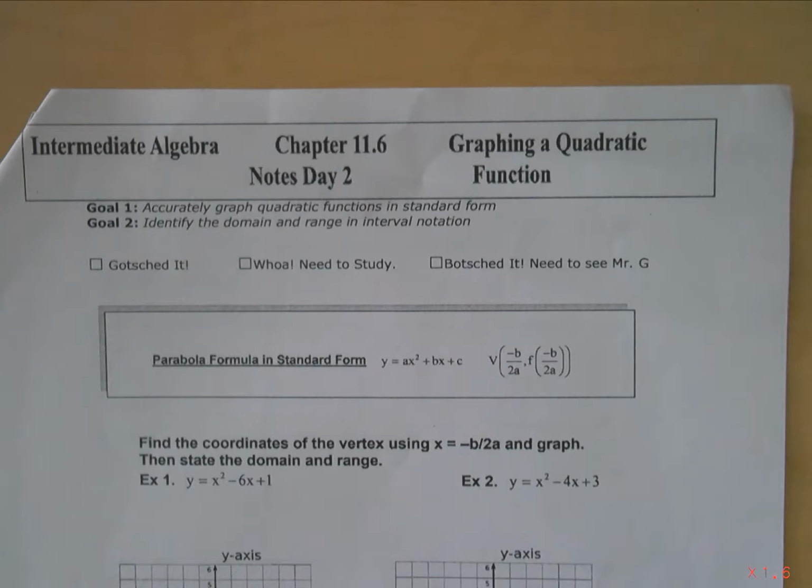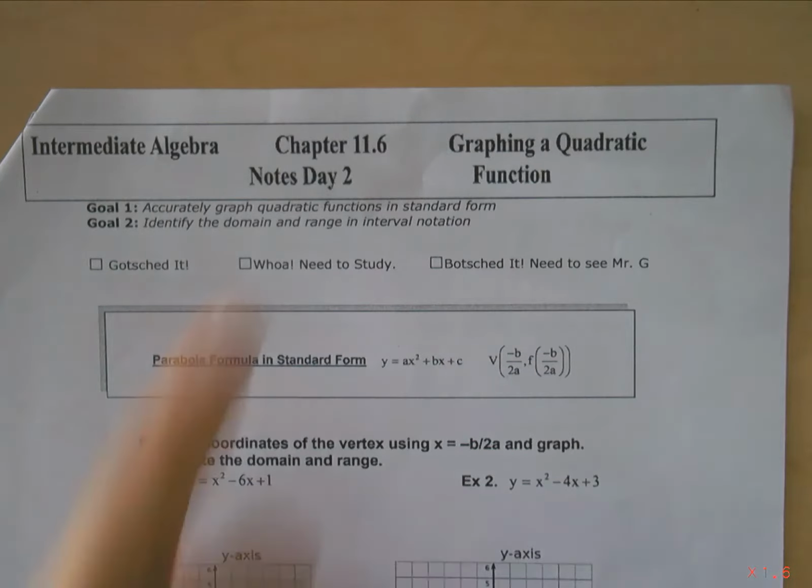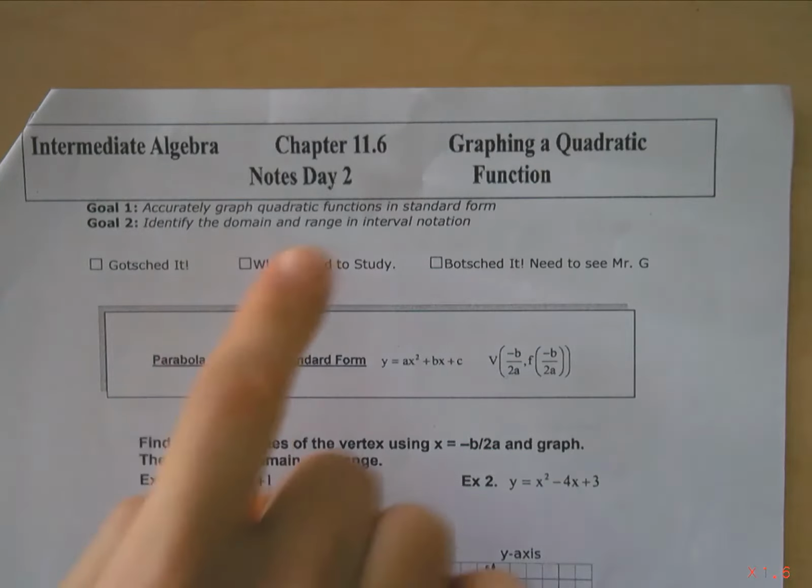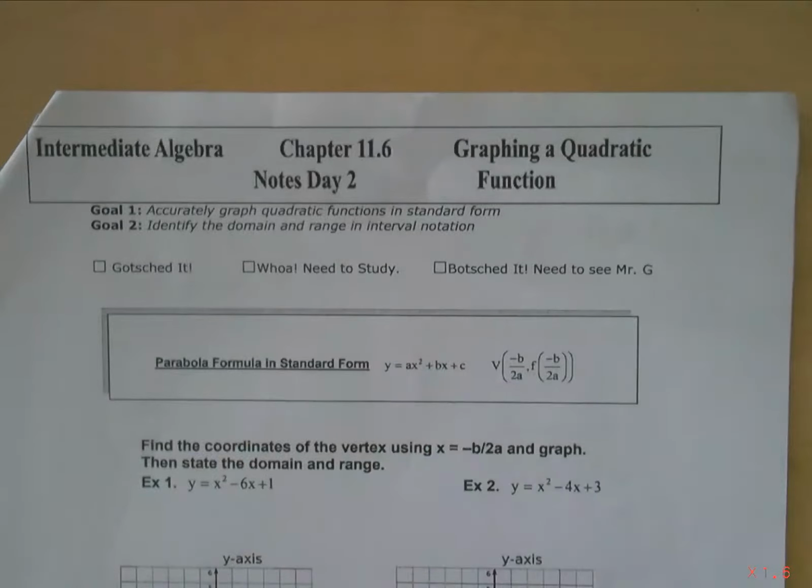All right, ladies and gentlemen, we got chapter 11, 6, day 2. So again, we're just graphing these quadratics. All right, and that's our goal: to accurately graph a quadratic function in standard form. And reminder, standard form looks like this, where it's y equals ax squared plus bx plus c. And we'll talk about domain and range a little bit using that interval notation.